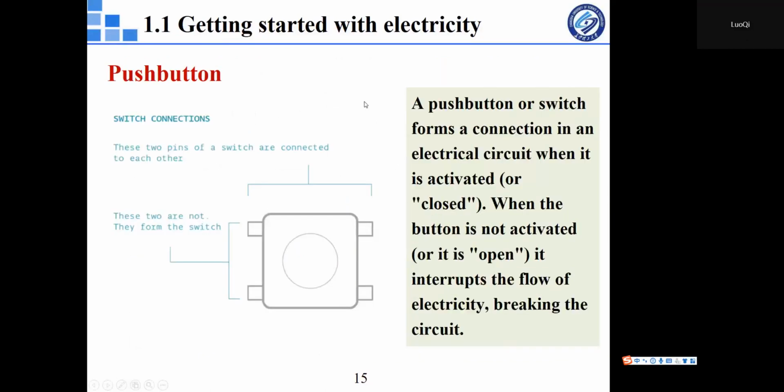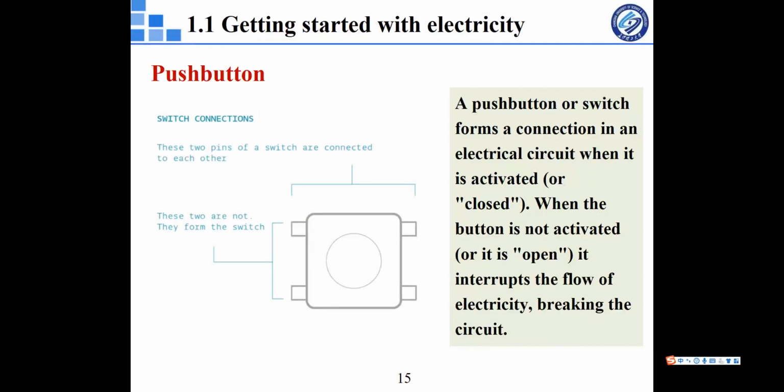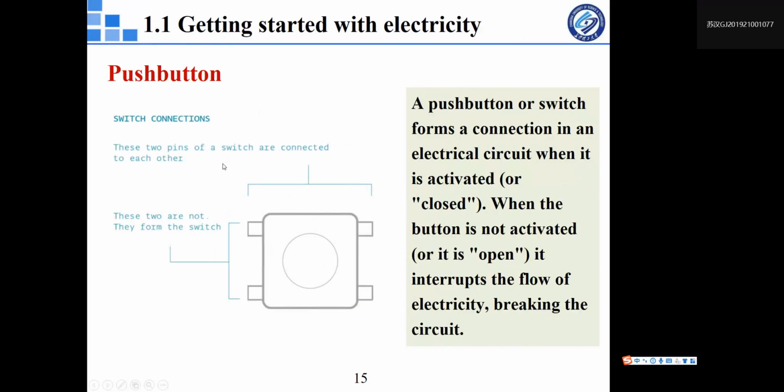Push button. A push button or switch forms a connection in an electrical circuit when it is activated or closed. When the button is not activated, or is open, it interrupts the flow of electricity, breaking the circuit.